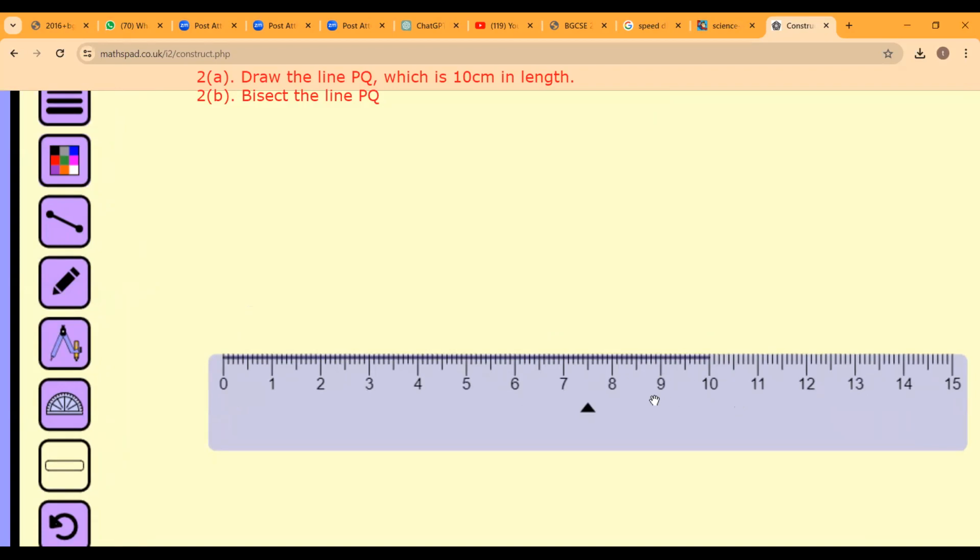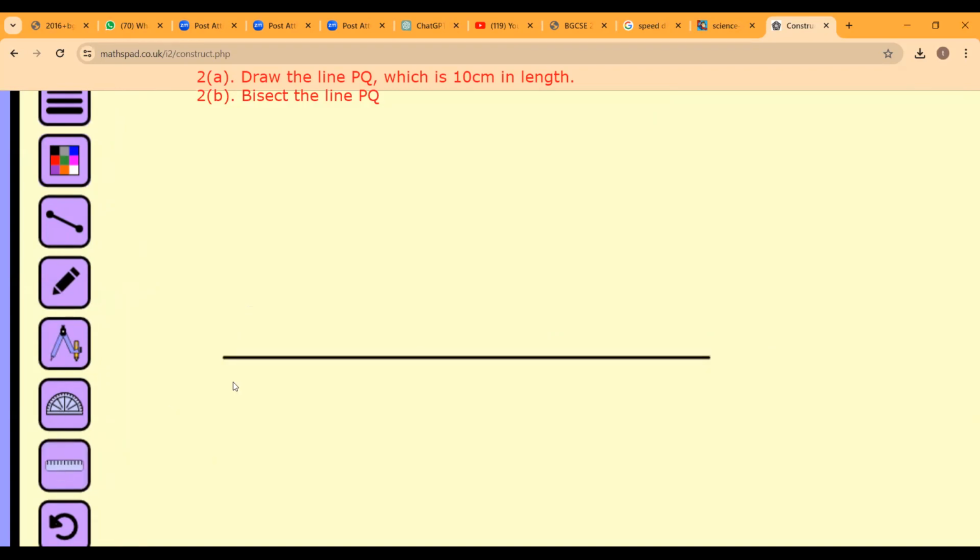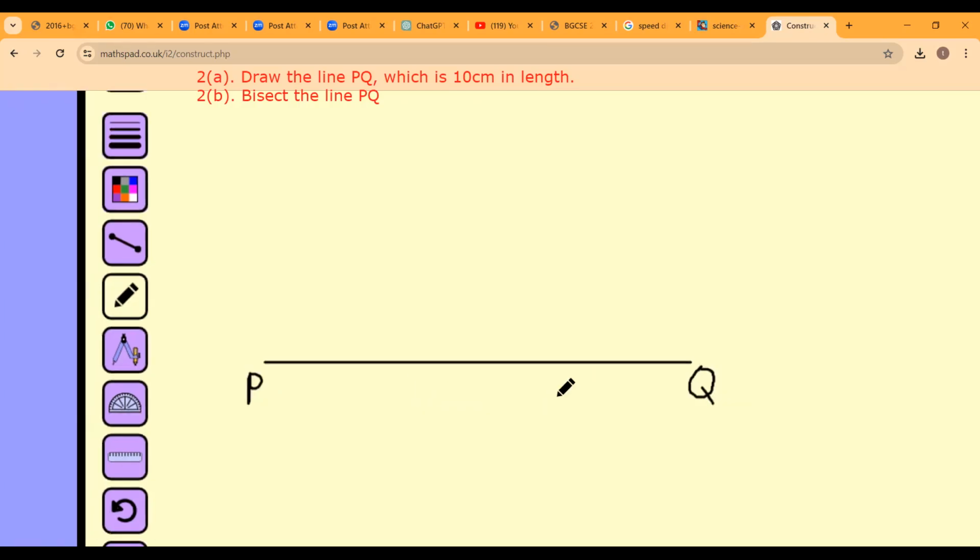All right. Now we're gonna call this line PQ. That means that P is gonna be on this side. Call this P. We're gonna call this next one Q. So P is on this side and Q is on this side, and this entire line measures 10 centimeters.